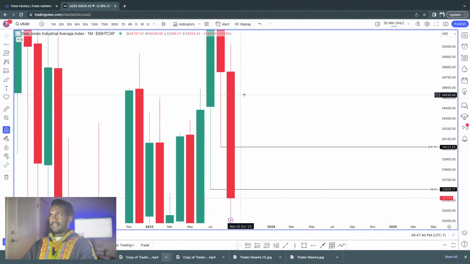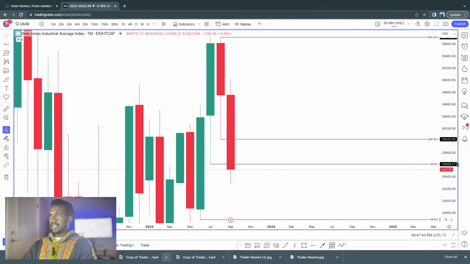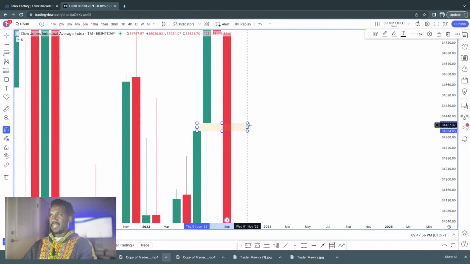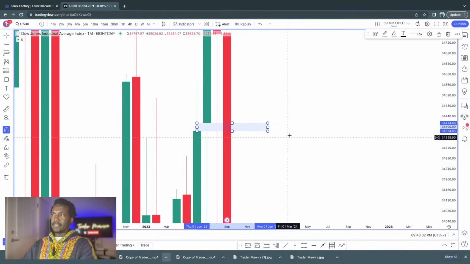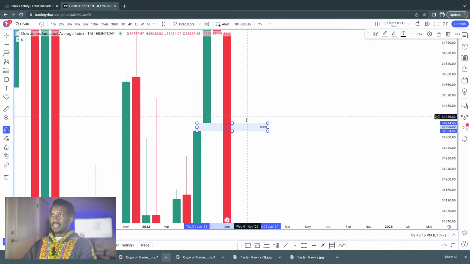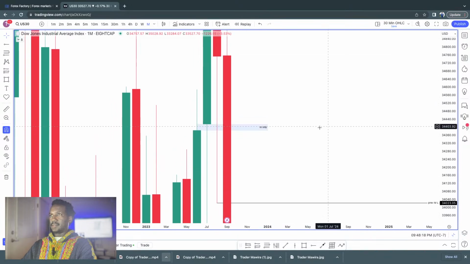One more level that we can have is, you see this imbalance right here. I like to also have those on my charts. What I like to do with those is, instead of putting lines, I'll just do a rectangle, a box. And then higher time frame boxes are going to be that color. So that's an imbalance. To show where it's coming from, I'm going to do an M and then imbalance, right? Monthly imbalance. It doesn't have to be a capital M, just keep it like that.